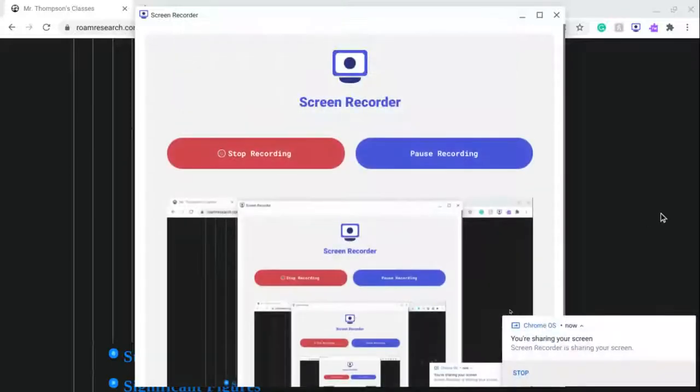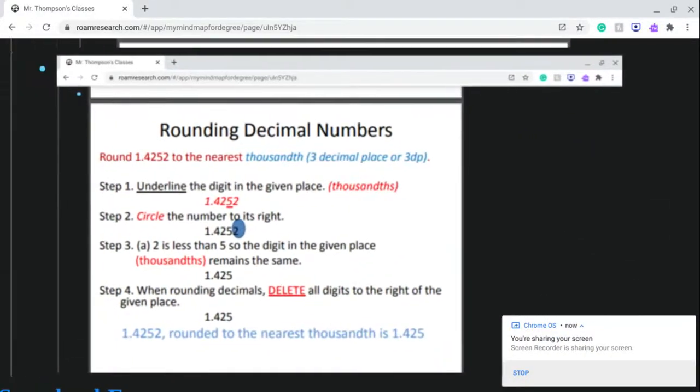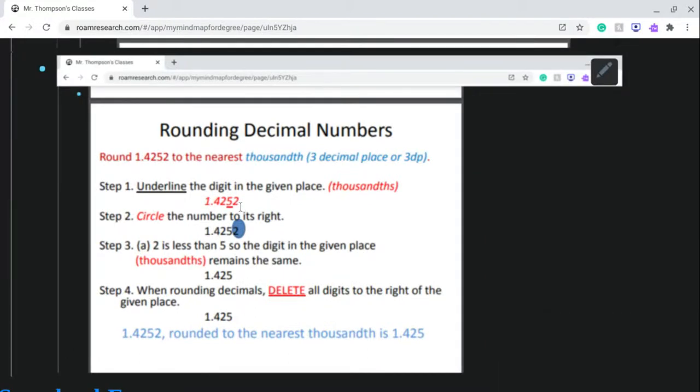Okay, right? So when you're rounding to the thousandth now, you're looking at the third decimal place. So let's see, rounding 1.425, 5 will be your reference point. You're going to look to the value to the right, right? You're going to see if that value meets the requirement of either 5 or above, and that will be rounding up, right? Or if it's below 5, which is 4 to 1, that'll be rounding down.